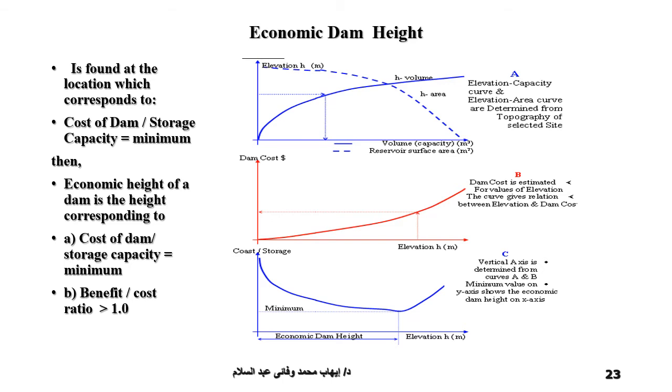Curve C, the vertical axis is determined from curves A and B. The minimum value on the y-axis shows the economic dam height on the x-axis. Excellent.